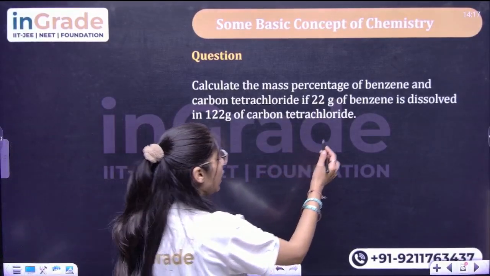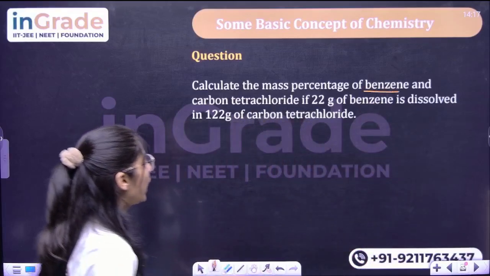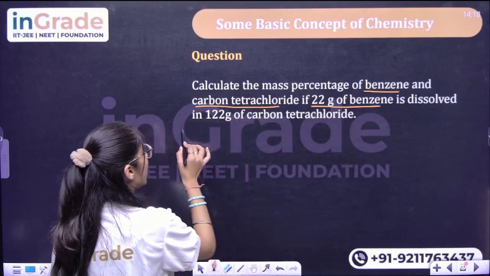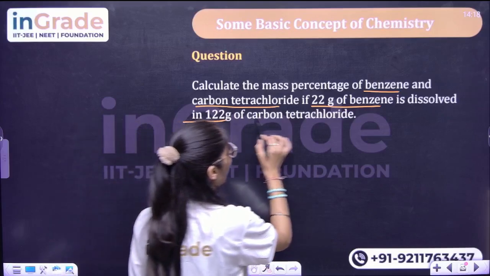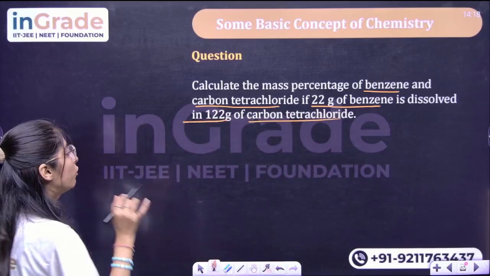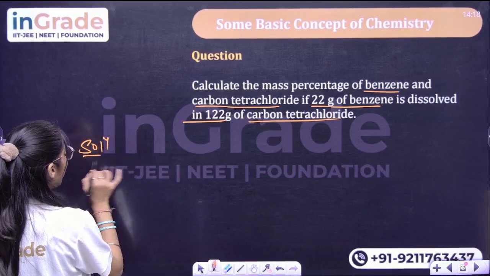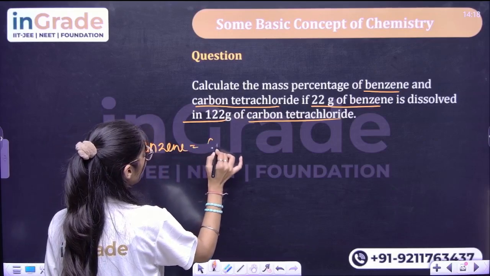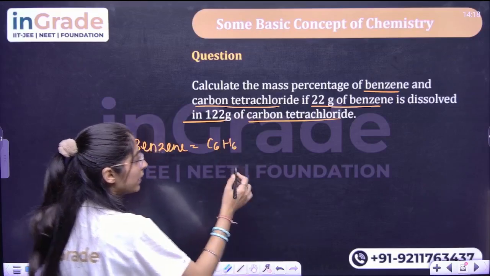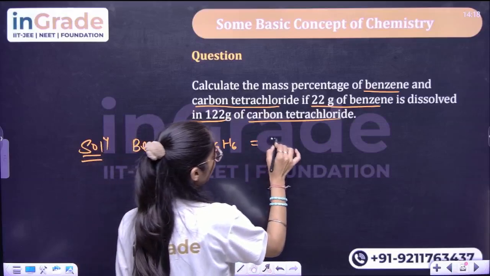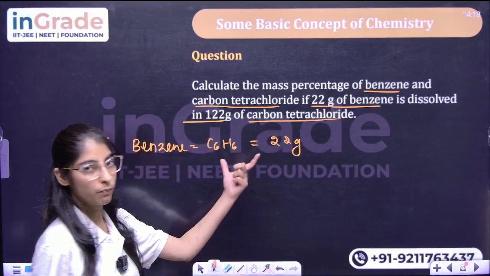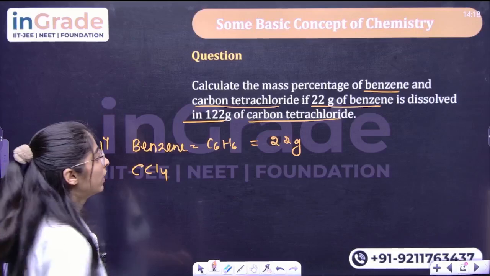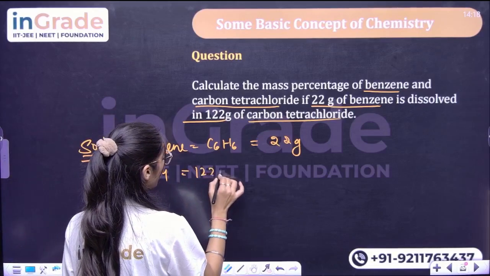calculate the mass percentage of benzene and carbon tetrachloride if 22 gram of benzene is dissolved in 122 gram of carbon tetrachloride. First of all, you must know the formula of benzene, and we all know that benzene is C6H6, and it is given to us that it is present in 22 gram. Okay, this is the given mass. Next is carbon tetrachloride, which we simply say CCl4, that is 122 gram.